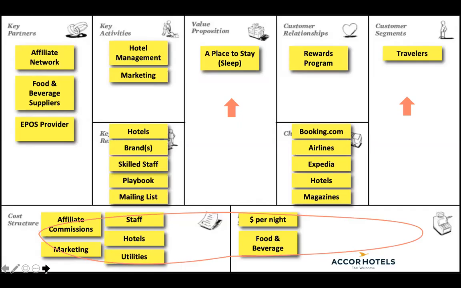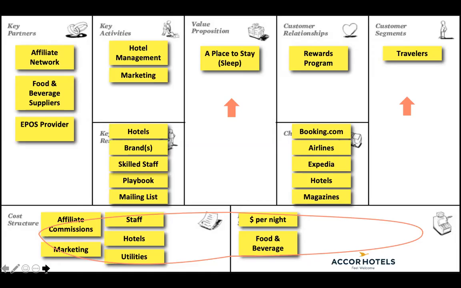The channels that typically a hotel nowadays uses to reach these people are booking.com or airlines, Expedia, and so forth. So all of the different types of sites that target specifically travelers, as well as more traditional methods like magazines or advertisement in other hotels.